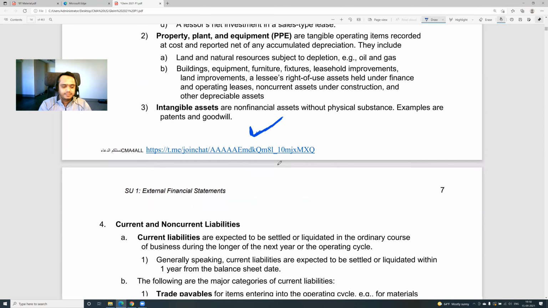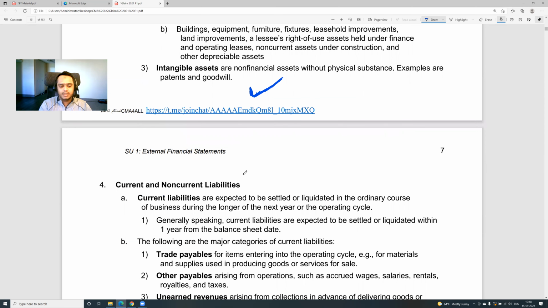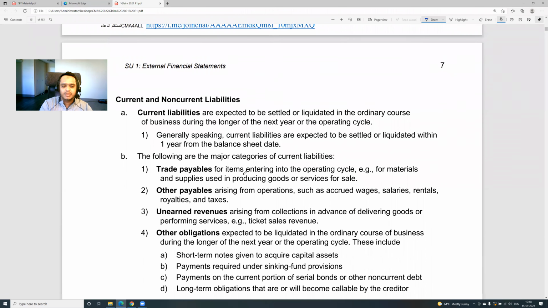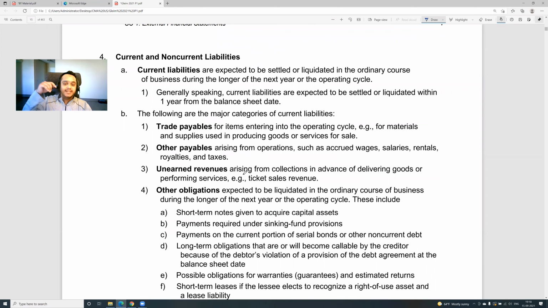All right. Then current and non-current liabilities. Now, current liabilities, you see, are those you are expected to make the payments for within a year. Within the operating cycle, you are going to make the payment. That is a current liability.